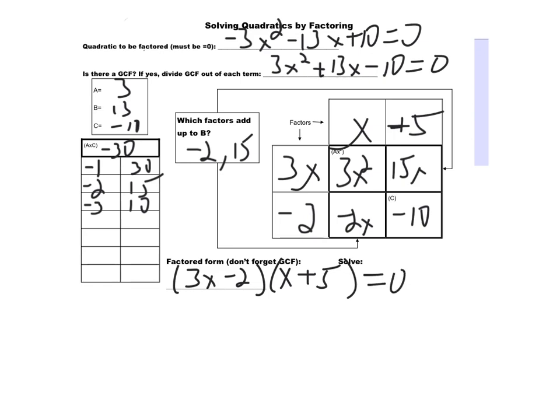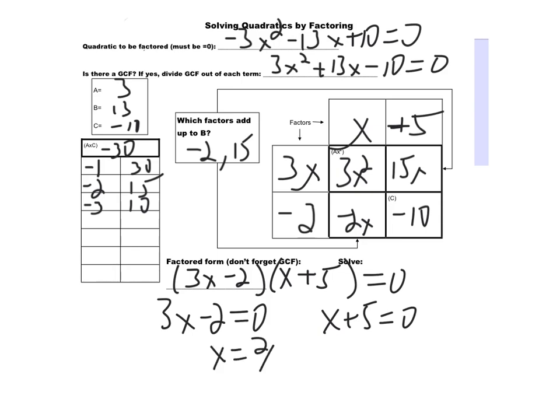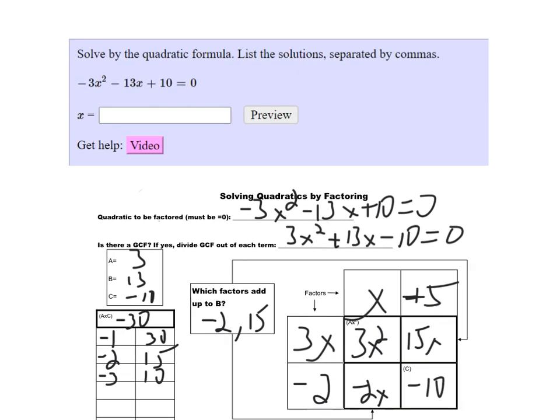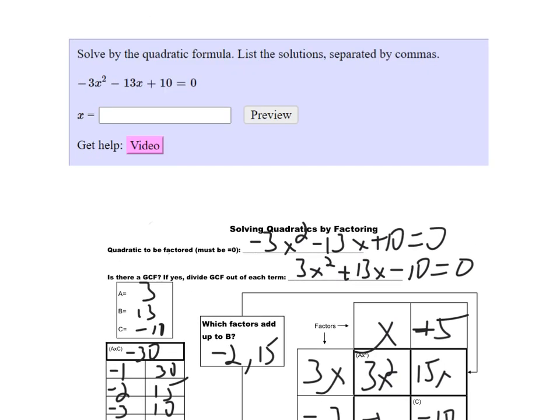Those are equal to 0. So then we need to say, when does 3x minus 2 equal 0? When does x plus 5 equal 0? I'll add 2 and divide by 3, so x equals 2/3, and I'll just subtract 5 here. And so those are the two answers: 2/3 and negative 5. So what I would do to make my OpenMath happy is list the negative 5 first, comma, then 2 divided by 3.